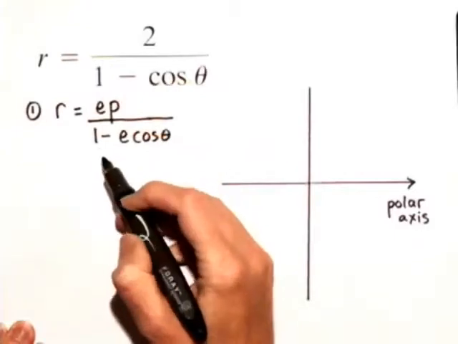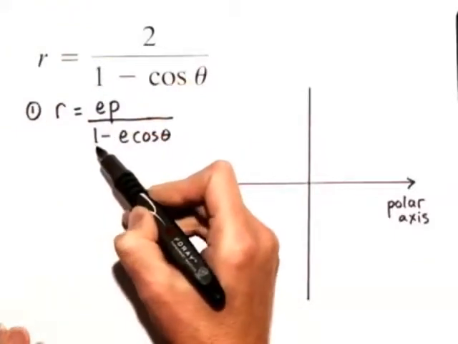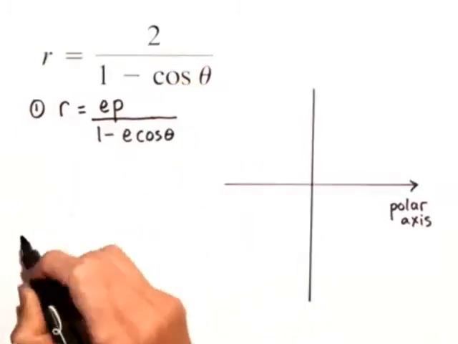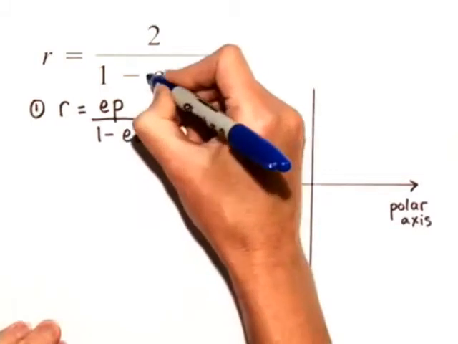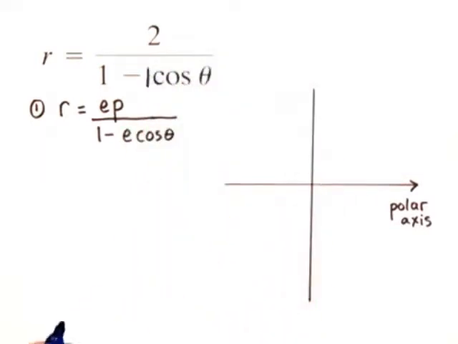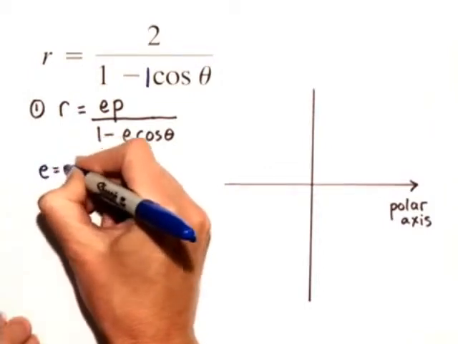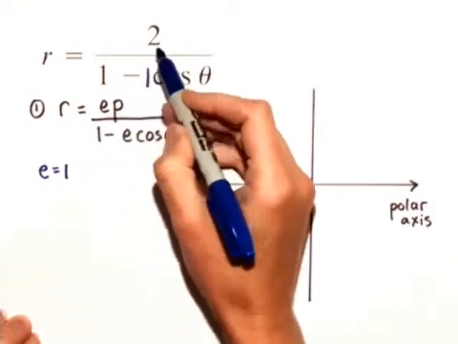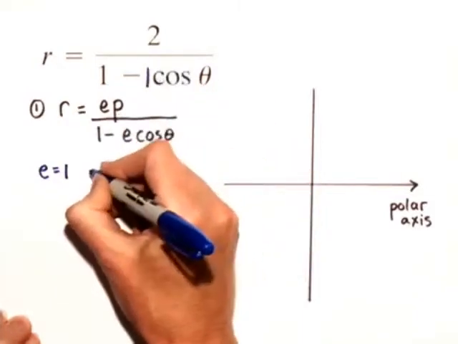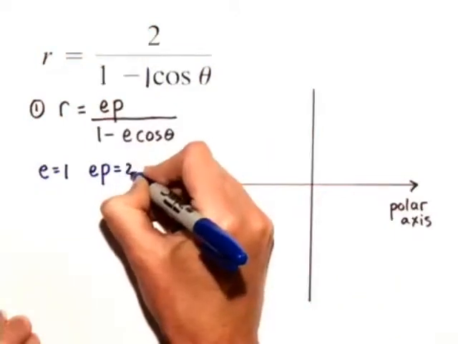It's important in standard form that this constant be a 1. And since we have a 1 already, we do have it in standard form. So now we can see that our e is the number in front of cosine of theta. So in this case, our e is equal to 1. We can also see that ep is the constant in the numerator. So ep in this case is equal to 2.